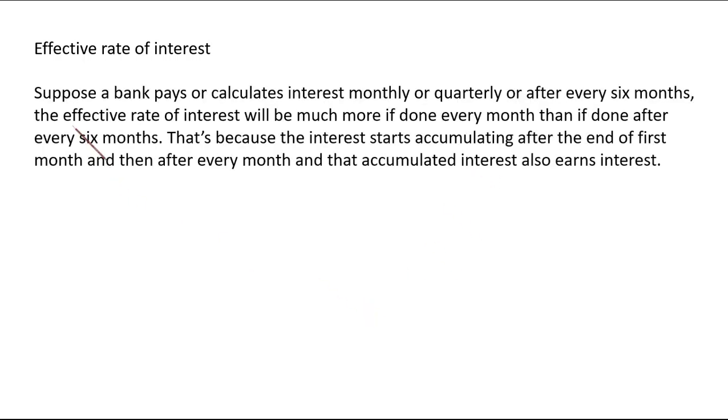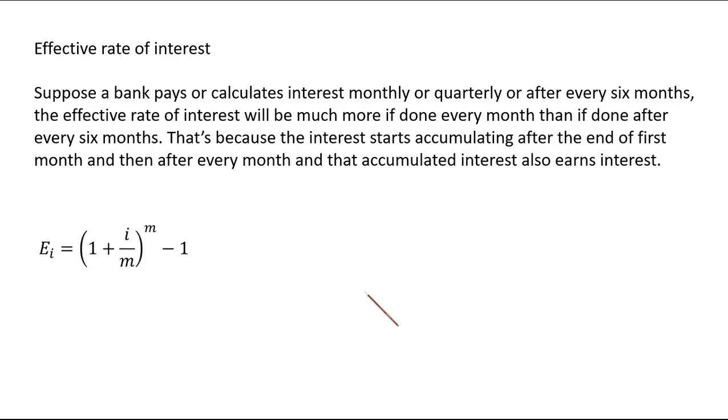Now let us discuss what is the effective rate of interest. Suppose a bank pays or calculates interest monthly or quarterly or after every 6 months. The effective rate of interest will be much more if done every month rather than if done every quarterly or after every 6 months. That's because the interest starts accumulating after the end of the first month itself, and then after every month, and then accumulated interest also earns another interest.